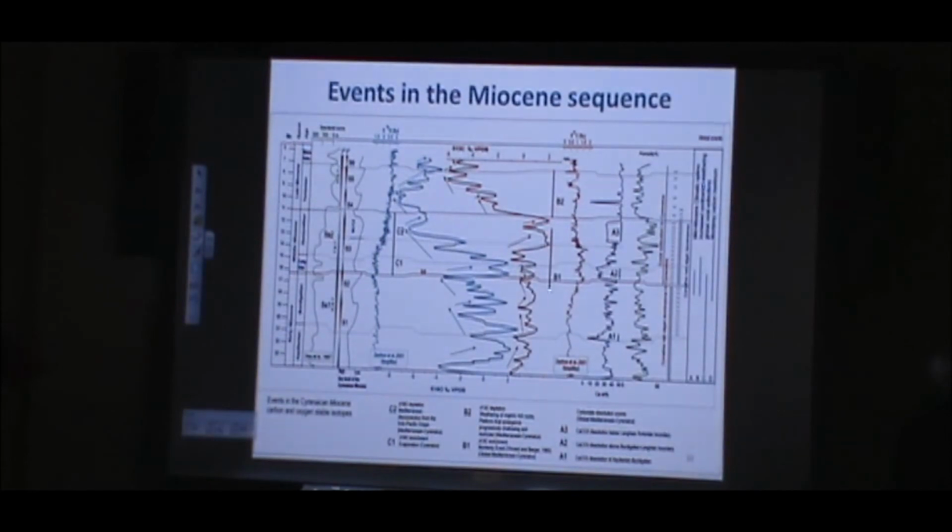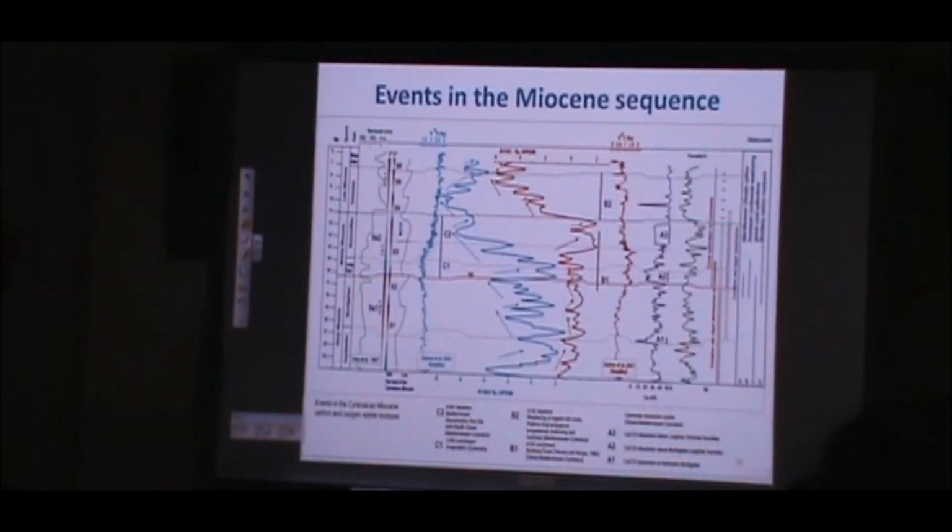The other events here we find are B1 and B2 with respect to the carbon. B1 is the enrichment of the carbon stable isotope, or what they call the Monterey event. This is a global event. B2 is depletion in the carbon, and this is a Mediterranean event. And this event is the emergence of the platforms in the Mediterranean region.